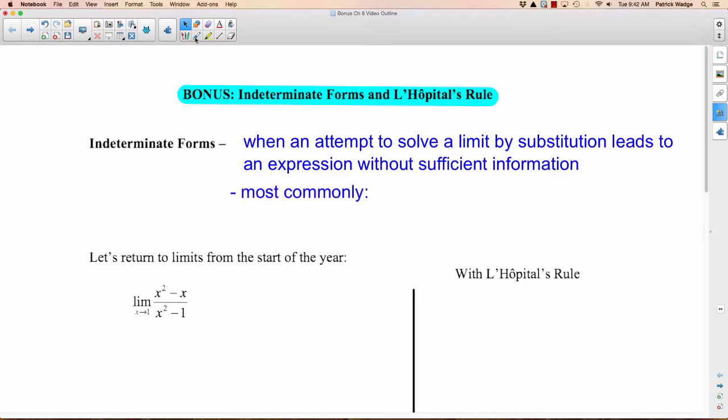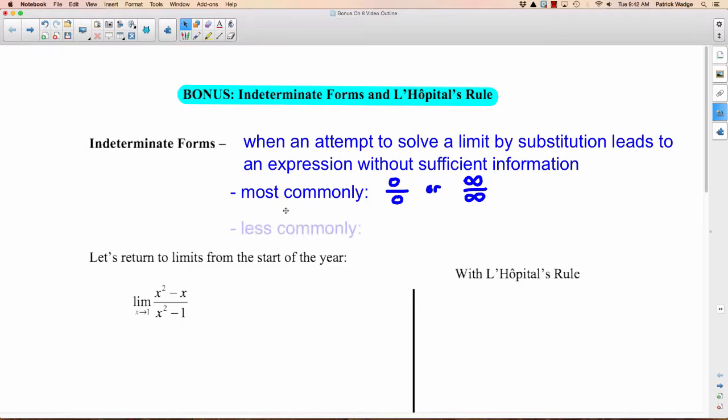So the most common way this will show up is that you attempt to simplify or substitute into the limit, and you end up with something like 0 over 0, or you end up with infinity over infinity. These are the two most common indeterminate forms.